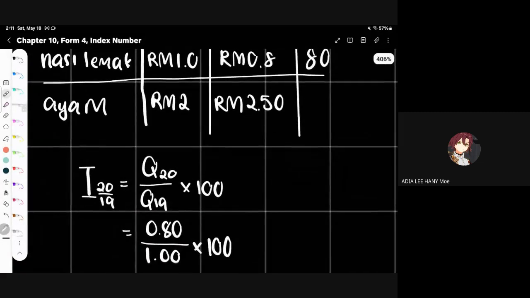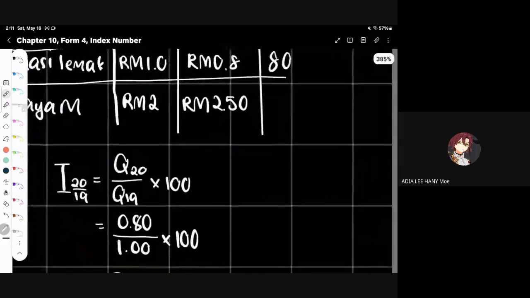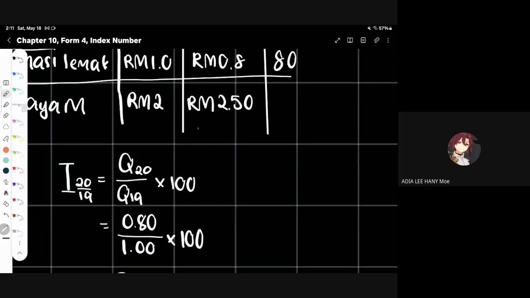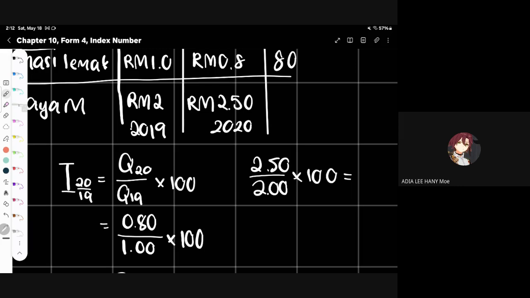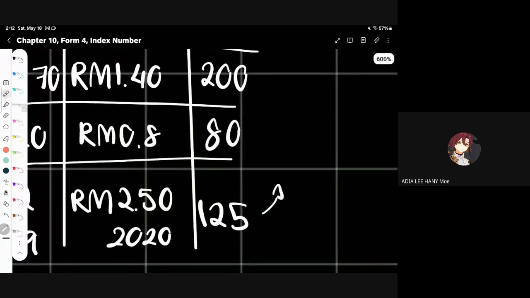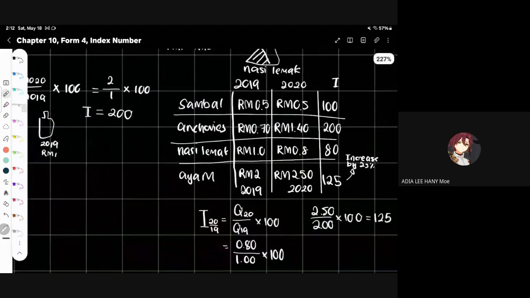Simple, right? Now let's look at ayam. Of course, you can use the same formula here. This is 2020, this is 2019. So this will be 2.5 over 2 times 100. If you use a calculator, 2.5 times 100 divided by 2, you should get 125. Basically, it means this thing here increased by 25%. Understand so far?